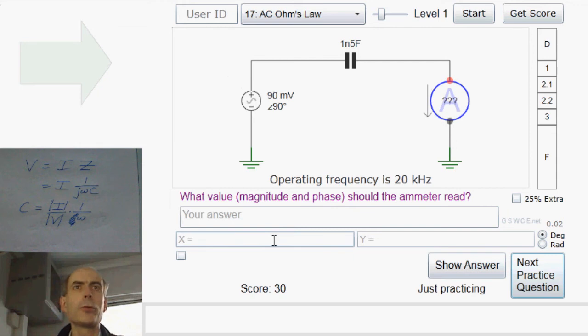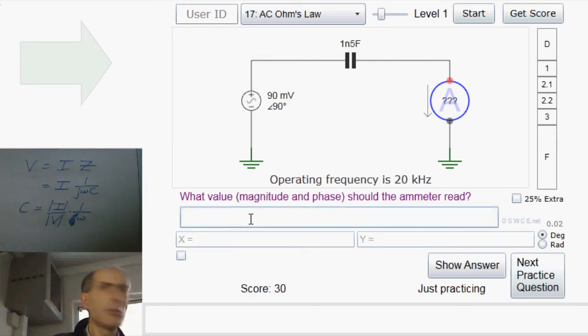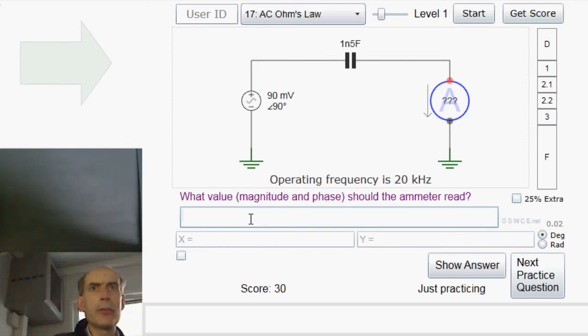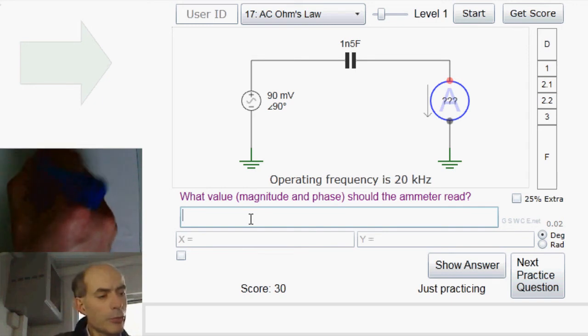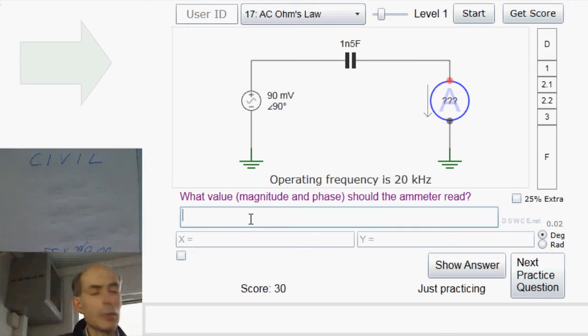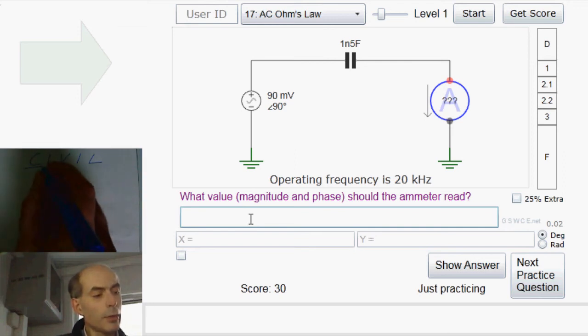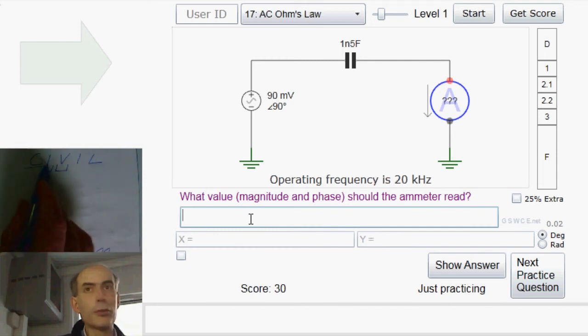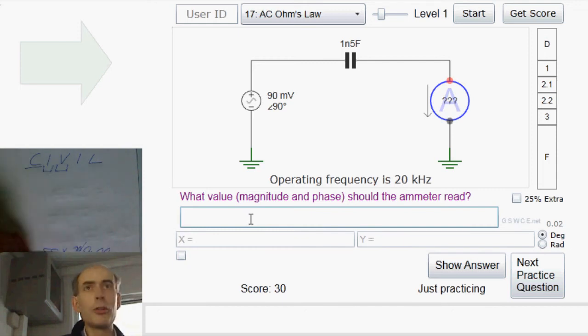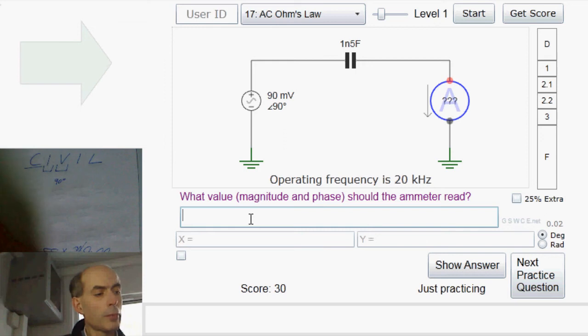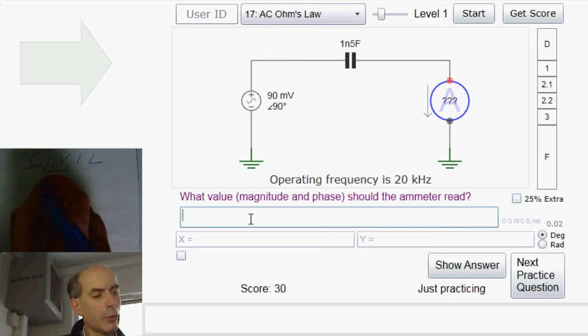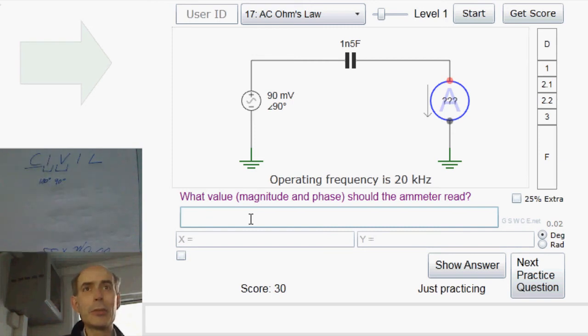Next. That'll do. Here. We've got a capacitor here, and we know the phase of the voltage, and we're asked what the current is. Well, you've probably come across the acronym CIVIL, C-I-V-I-L, which tells you that for a capacitor, the current leads the voltage. The current comes before the voltage, and it comes 90 degrees before the voltage. So if the voltage is 90 degrees, the current must be 90 degrees before 90 degrees, or a total of 180 degrees.